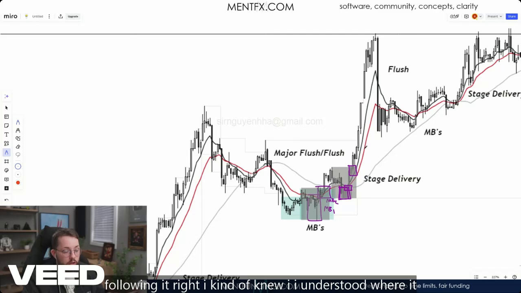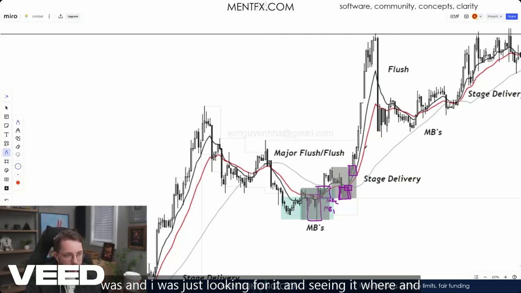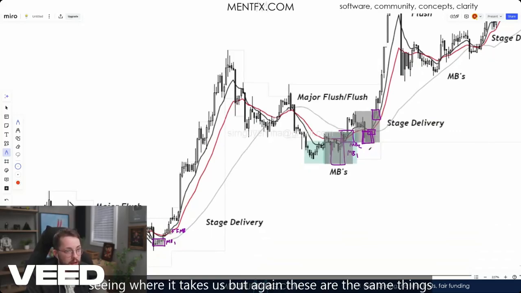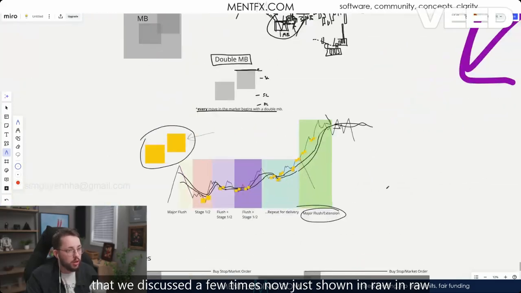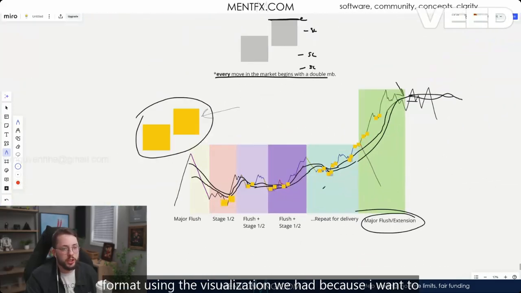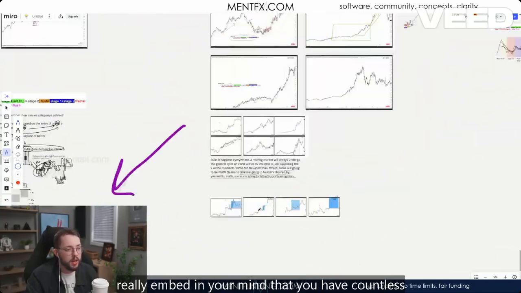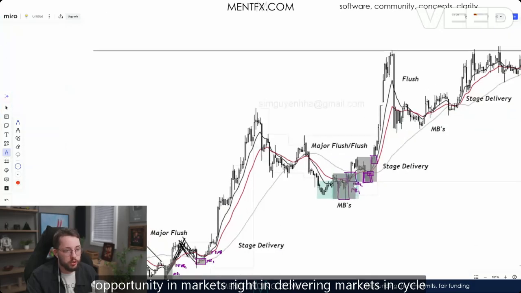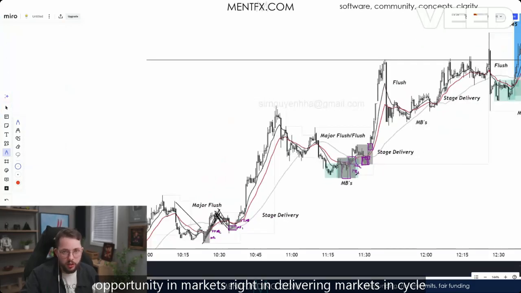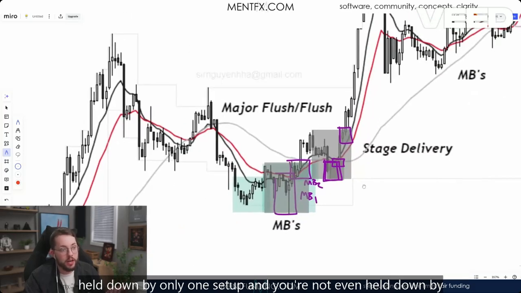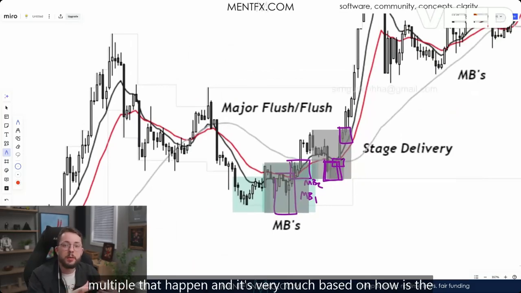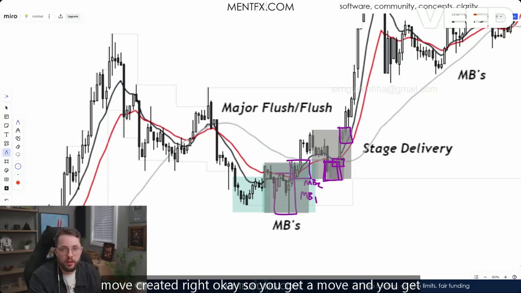I kind of knew, I understood where it was, and I was just looking for it and seeing where it takes us. But again, these are the same things that we discussed a few times now, just shown in raw format using the visualization we had, because I want to really embed in your mind that you have countless opportunity in markets, right? In delivering markets, in cycle-based markets that are delivering, and you're not held down by only one setup, and you're not even held down by only one type of MB-based setup, right? Because there can be multiple that happen, and it's very much based on how the move is created, right?